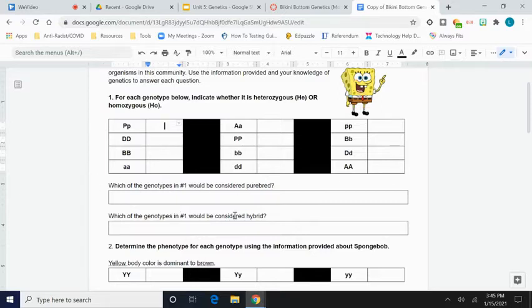For these questions down here, you're going to look at all of these genotypes and tell me which ones would be considered purebred and which ones would be considered hybrid. So in previous videos or notes, we have talked about how we can also use the words purebred and hybrid to talk about homozygous or heterozygous genotypes. So do you know which ones they are? So you're just going to write down some examples here.